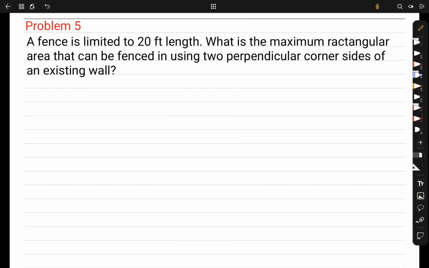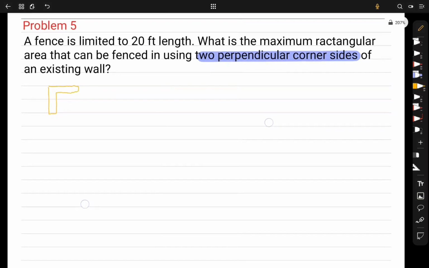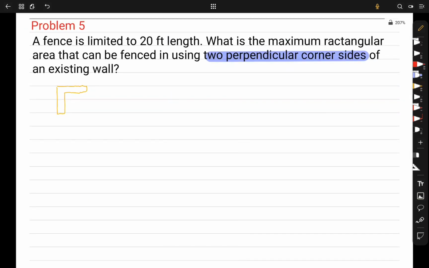Let's have our last problem. A fence is limited to 20 feet length. What is the maximum rectangular area that can be fenced in two perpendicular corner sides of an existing wall? So, here, it's stated that we already have existing two perpendicular corner sides. So, in our illustration, we already have a perpendicular wall. So, what we need to find now is the remaining length.